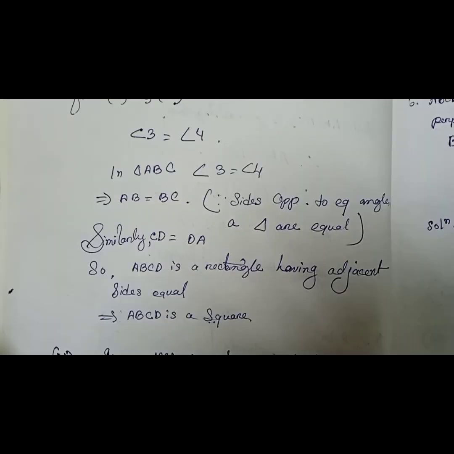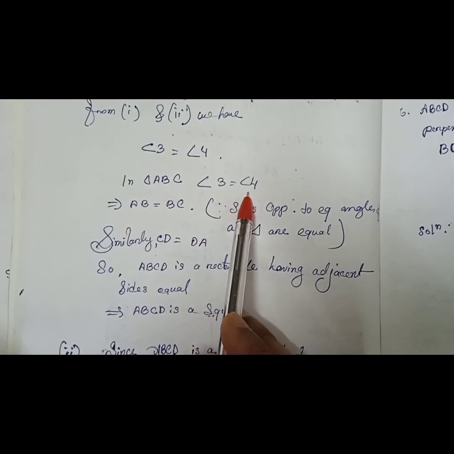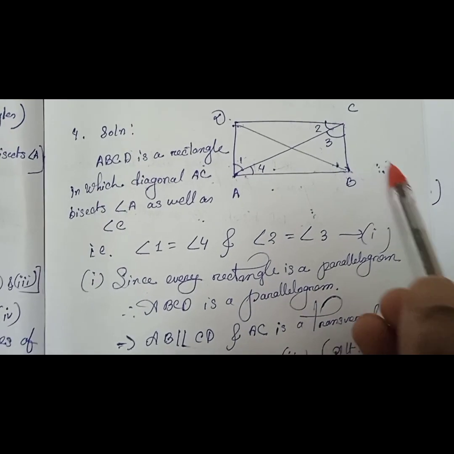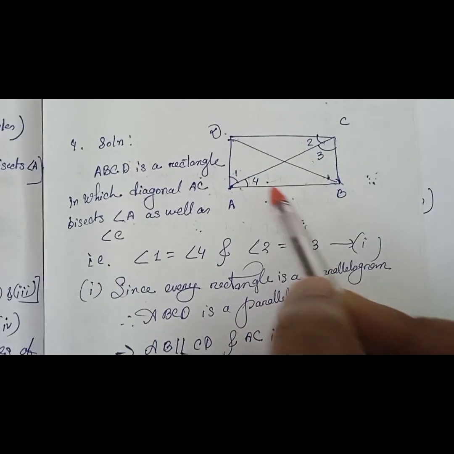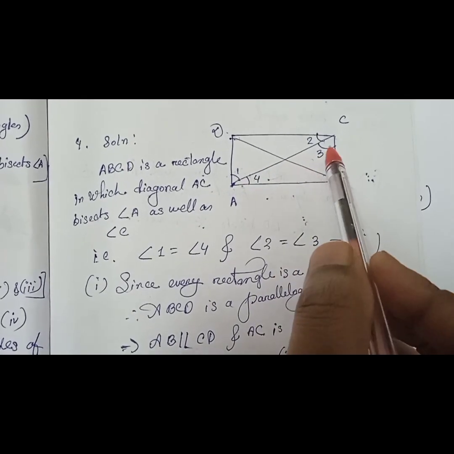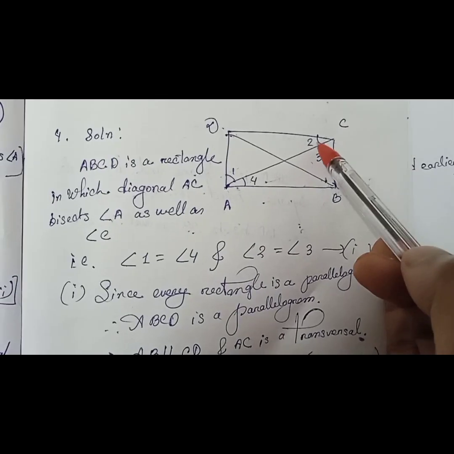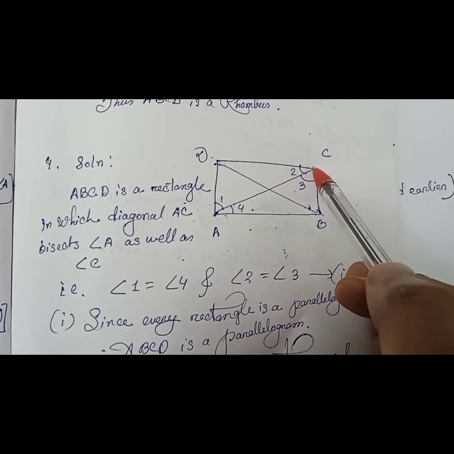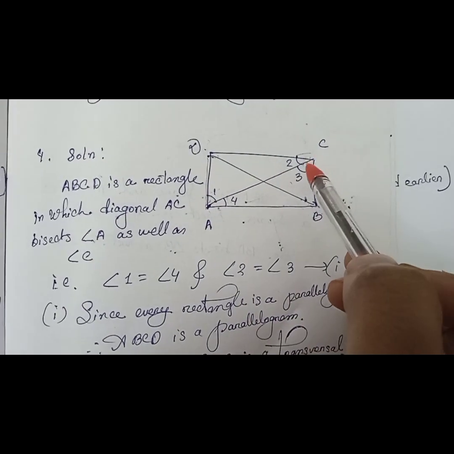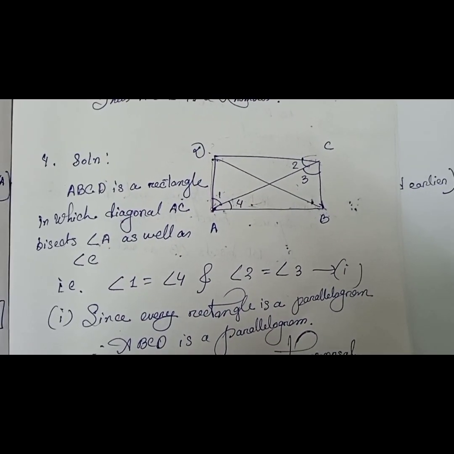Similarly, angle 3 and angle 1 are also alternate angles if AD is parallel to BC and AC is a transversal. From here, we can see in triangle ABC, angle 3 and angle 4 are equal. That's why AB is equal to BC, as we know that sides opposite the equal angles of a triangle are equal. Similarly, we can say that angle 1 and angle 2 are equal and DC is equal to AD. That makes this parallelogram a square, as all the sides become equal now.